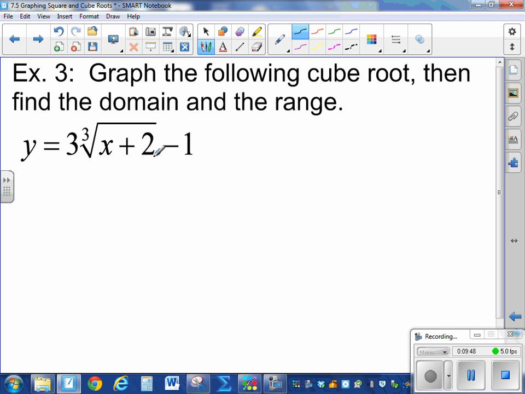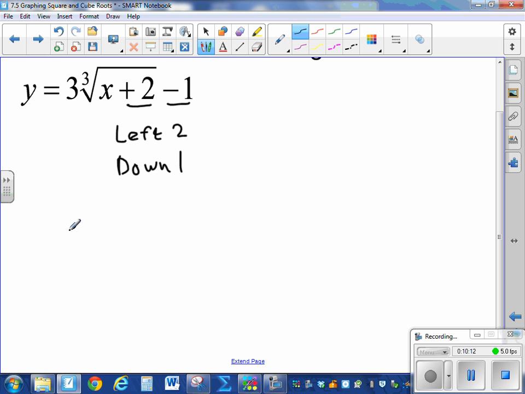Now with a cube root, you're going to use the same technique because there's too much stuff going on. It can be confusing. So what we're going to do is go ahead and notate what the shifting is. So it's a +2. That means you're going to go left 2. Minus 1 means you're going to go down 1. Okay, so now that we have that, let's go ahead and rewrite it without the shift. So y equals 3 times the cube root of x.